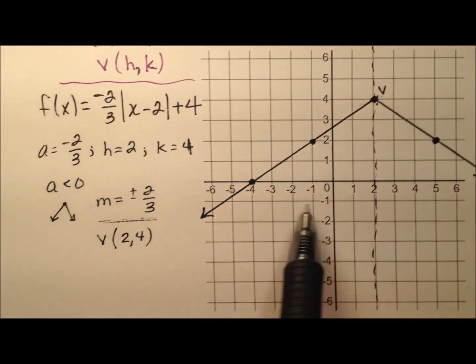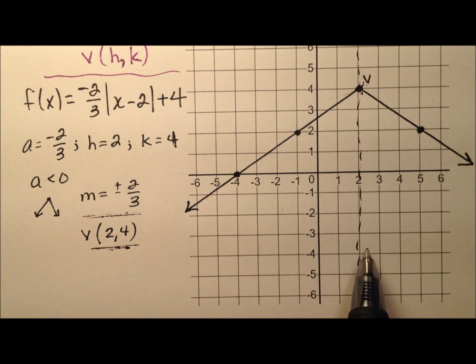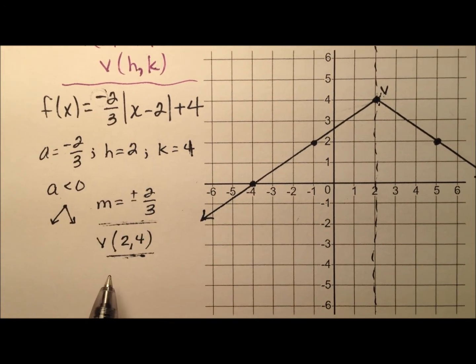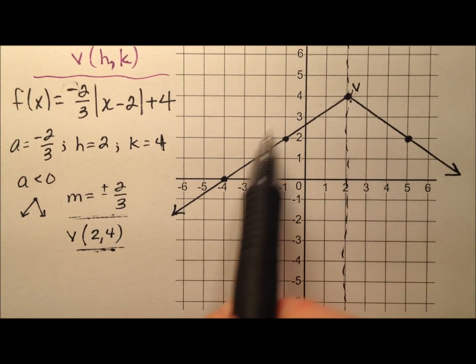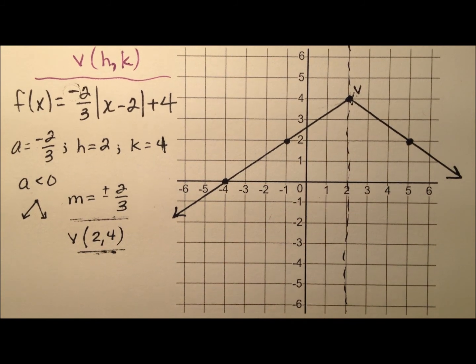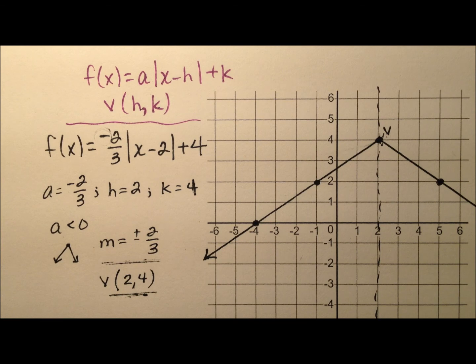We have our vertex at the ordered pair (2, 4), and we're opening downward because our a value was negative, and we do have a bit of a stretch because it's opening up a little bit wider than what a typical absolute value function does. So here is our second and final example for graphing absolute value functions.